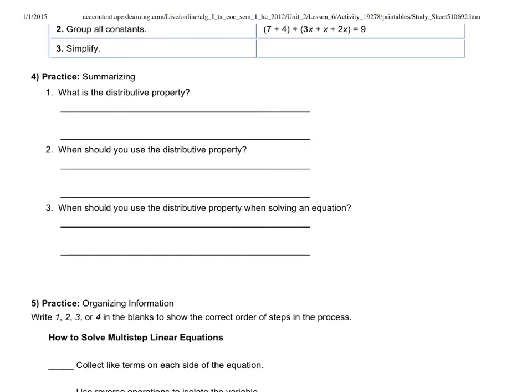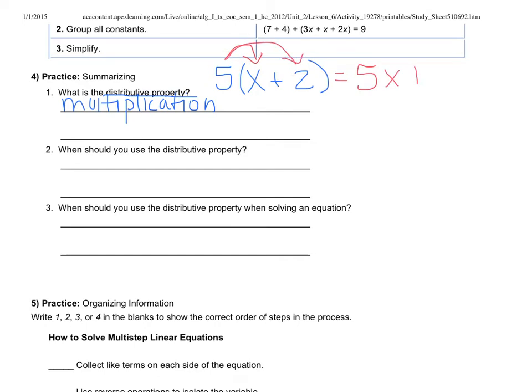Now, sometimes we're going to have problems with what we call the distributive property. So the distributive property is going to look like this. You're going to have some number, for example 5, and you're going to have some parentheses. We'll say x plus 2. The distributive property is like multiplication. When you are distributing, you are taking what's outside the parentheses and multiplying it by everything inside the parentheses. 5 times x is 5x. 5 times 2 is 10.